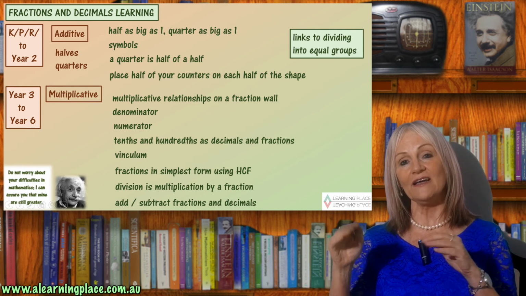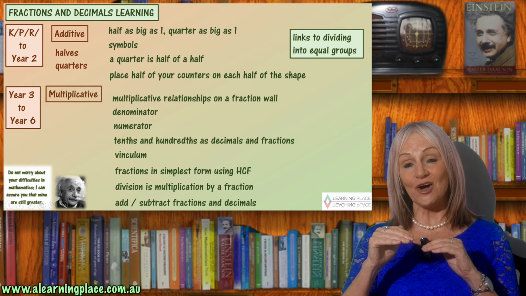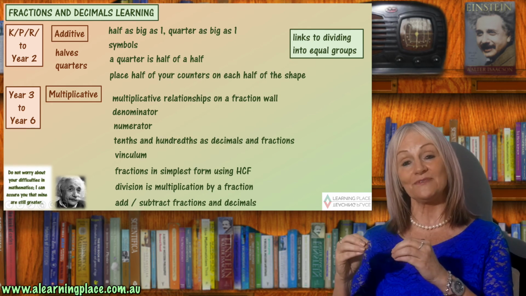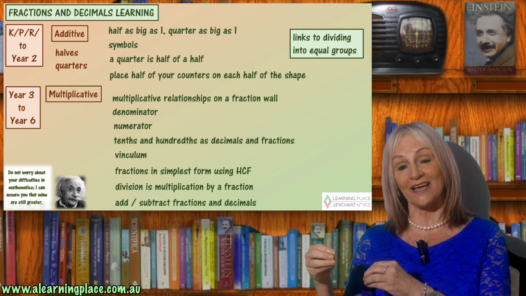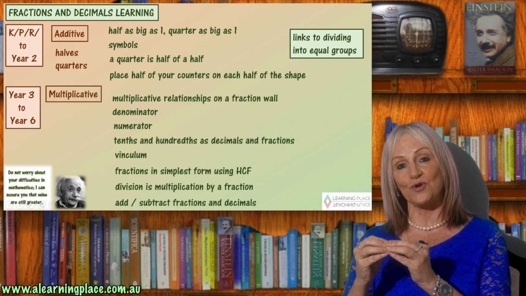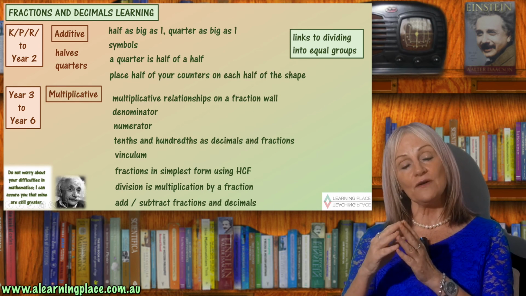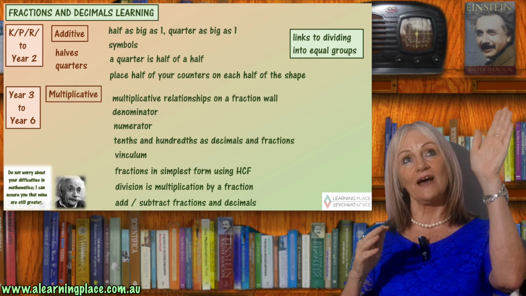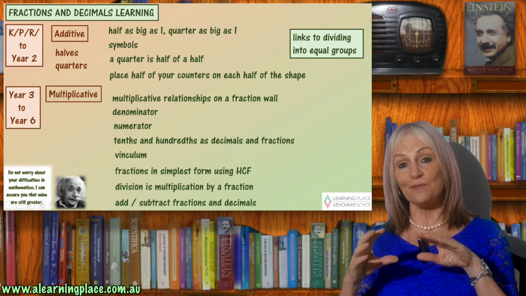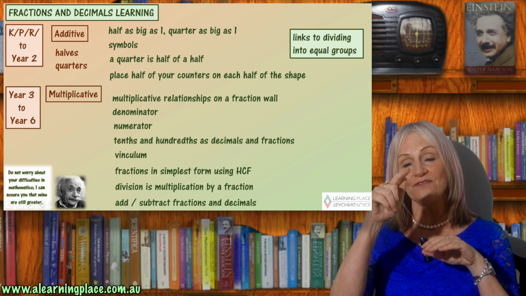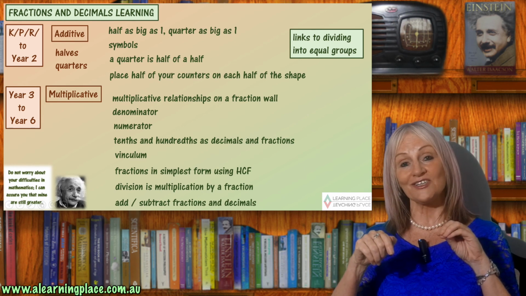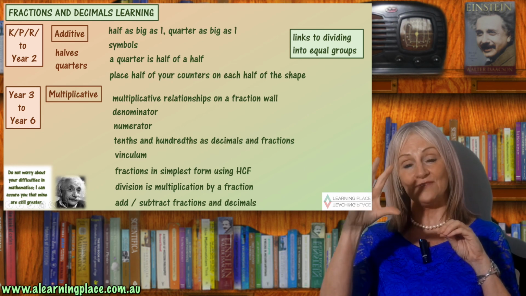Fractions in their simplest form are created using the highest common factor. So by dividing the numerator and the denominator by their highest common factor, which is a concept that children investigate in multiplication and division, they're going to get the fraction in its simplest form. Often when we write, say, 4/8, we want that in its simplest form. We can divide the 4 by 4 and we can divide the 8 by 4, because the highest common factor of 4 and 8 is 4.